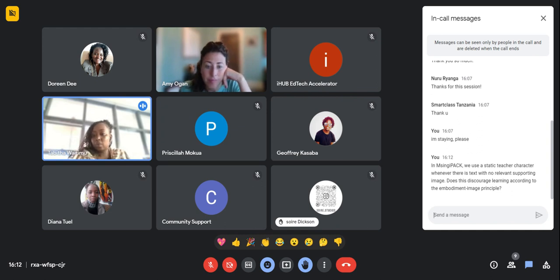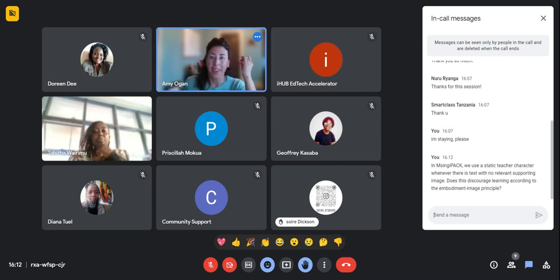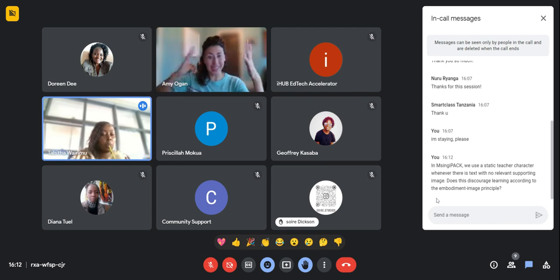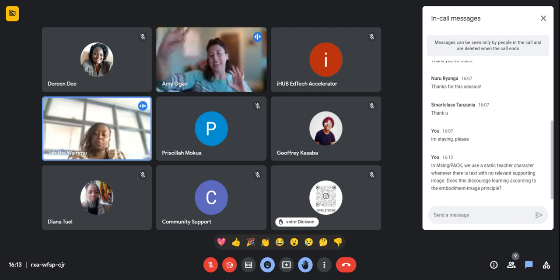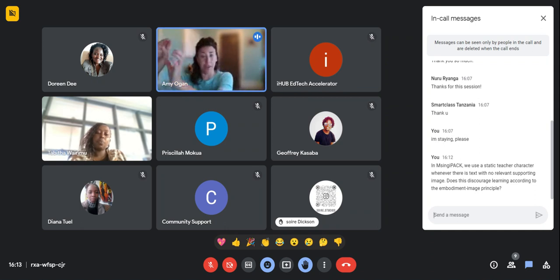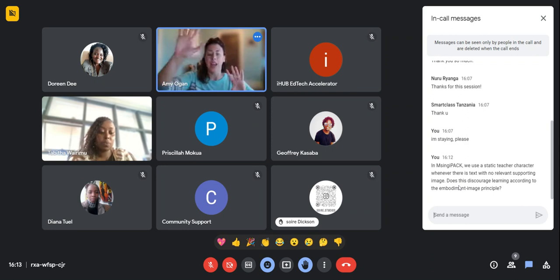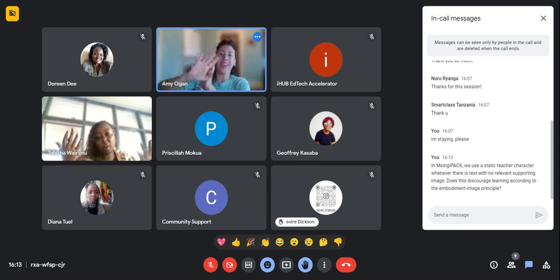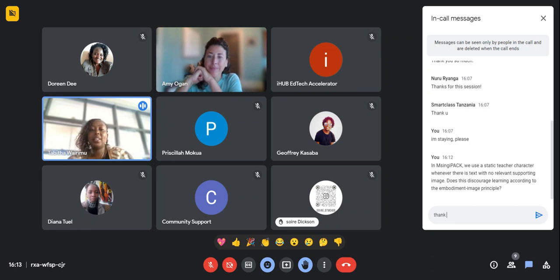His name is Singi Park. In Singi Park, we use a static teacher character whenever there is text with no relevant supporting image. Does this discourage learning according to the embodiment principle? No. Good question. That should be okay, because the issue with having the instructor there is that your attention gets divided. You don't know whether to look at the instructor or at the material. If you have a static teacher, the learner won't be paying attention to that. So that's perfectly fine. It's not distracting. They look at the teacher, it's not moving, they move on.